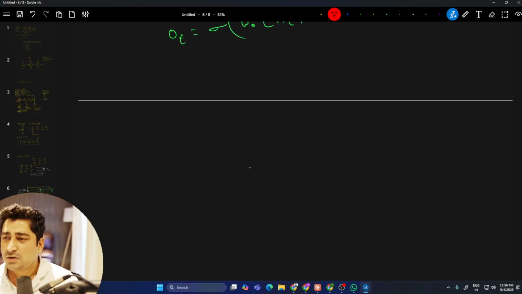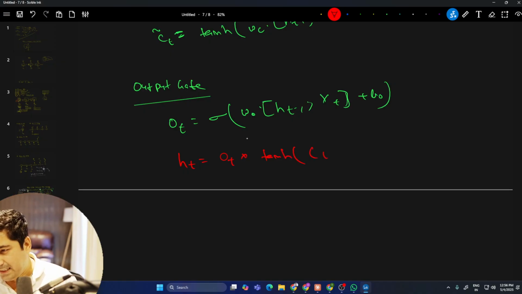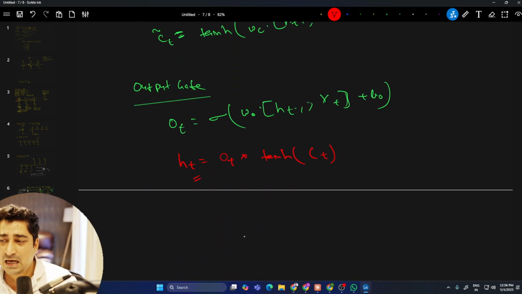So what we are going to get here is very simple. We are going to get HT as an output. HT is nothing but OT multiplied by the hyperbolic tangent of CT. And we know what CT is, by the way. This is the CT equation. So the hyperbolic tangent of CT we will be able to get, and this is going to be my HT. This is going to be my final outcome, by the way.